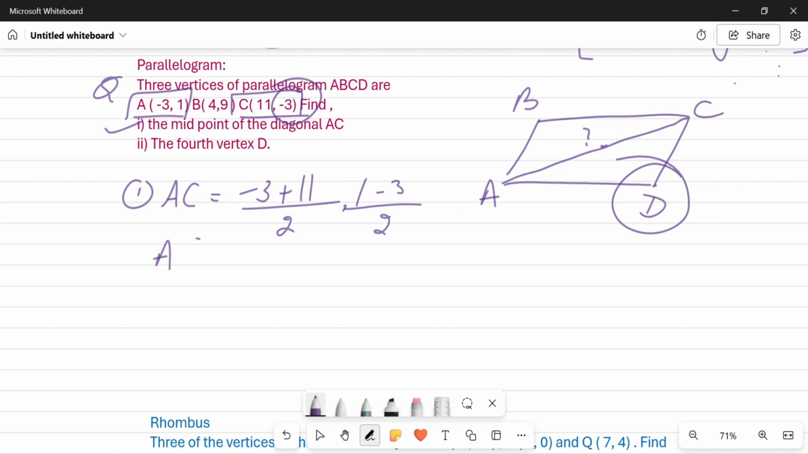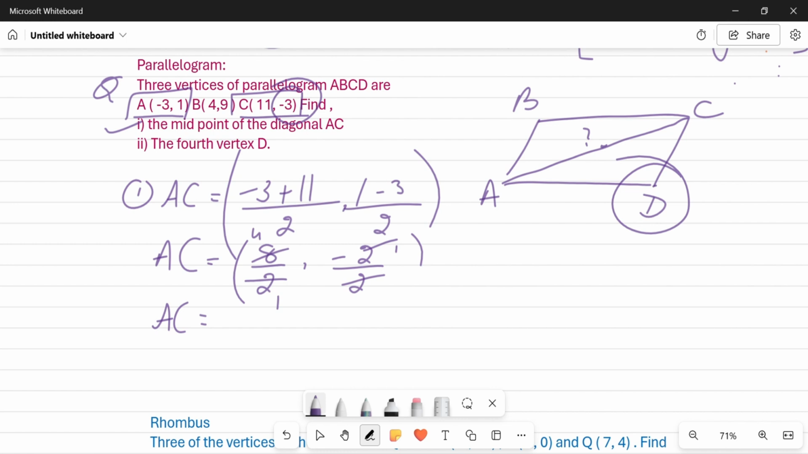Now AC: 11 minus 3, simplified, is 8 over 2, and the other one is 1 minus 3, which is minus 2, over 2, okay? 2 times 4, and 2 and 2 cancel, so we are left with 1 here. So the midpoint of the diagonal AC is (4, -1). Okay, we have done part 1. Isn't it so easy?